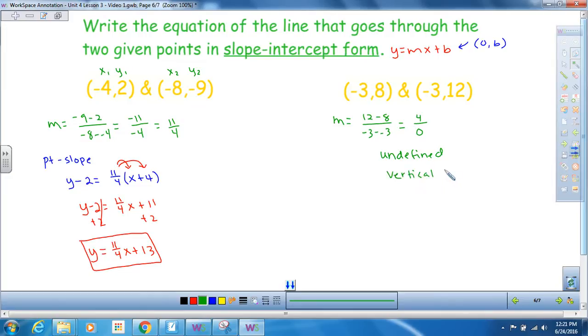So vertical lines I can't write in point slope or slope-intercept form. It has a special equation. It goes through the x-axis. Vertical lines are up and down, so they cut the x-axis, so it's x equals. And then I use whatever their common x-coordinate is.